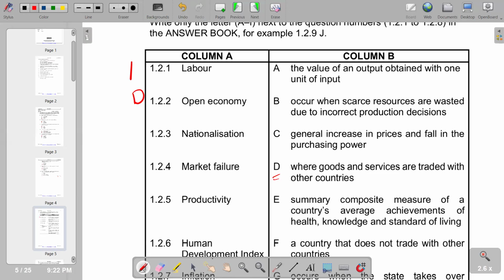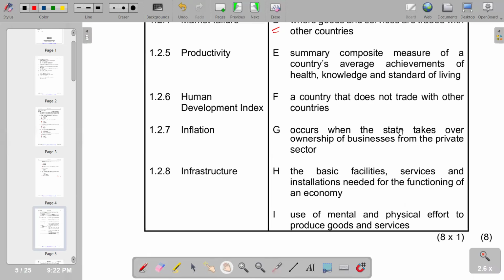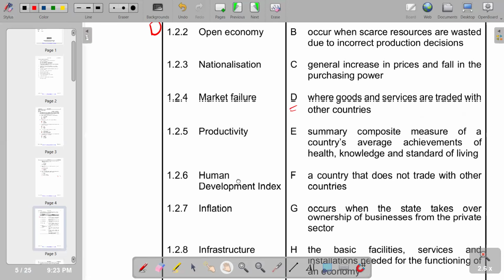Nationalization. We know that this is a transfer of ownership from private ownership to state ownership. So we go to our column B and C. Of course, we've got further responses that we can refer to. If you go to G, occurs when the state takes over ownership of businesses from the private sector. So that is what we have. G is the correct answer.